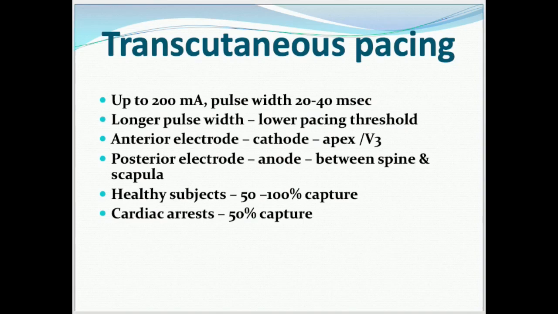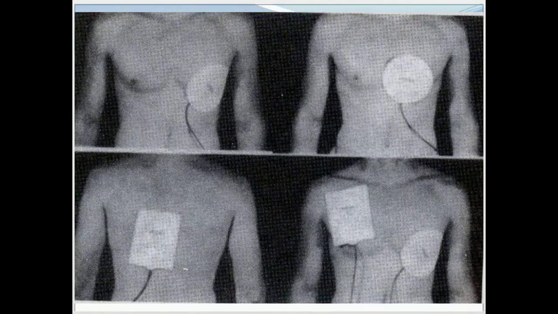In transcutaneous pacing, the anterior electrode is called the cathode and is placed on the apex or in the V3 position, and the posterior electrode is called the anode and is placed between the spine and scapula. In healthy subjects, 50 to 100 percent capture is possible, but during cardiac arrest, only 50 percent capture is noted. This image shows a typical position of transcutaneous pacing on the chest and back.